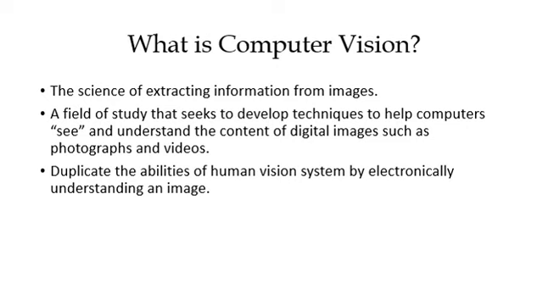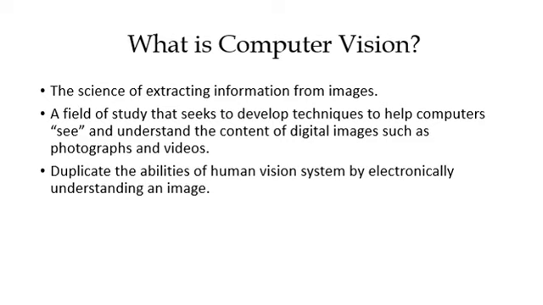Computer vision. What is computer vision? Computer vision is the science of extracting information from images. It is often abbreviated as CV and defined as the field of study that seeks to develop techniques to help computers see and understand the contents of digital images such as photographs and videos.